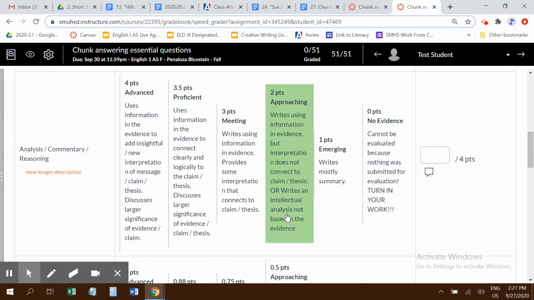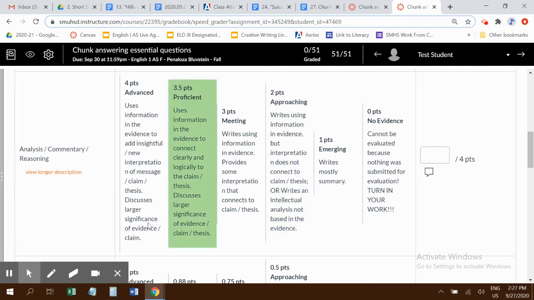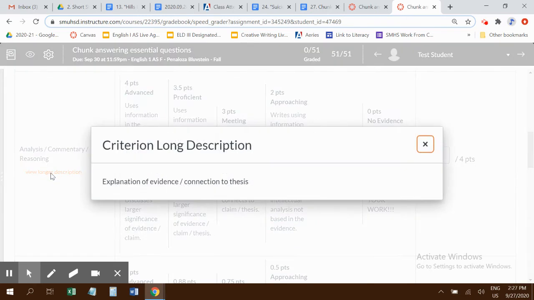Or sometimes you could write me something really cool and philosophical, but if it has nothing to do with the evidence, then it has nothing to do with the evidence. And that's really what I'm looking for. I'm looking for you to be analyzing and critical thinking about the evidence, about textual evidence.